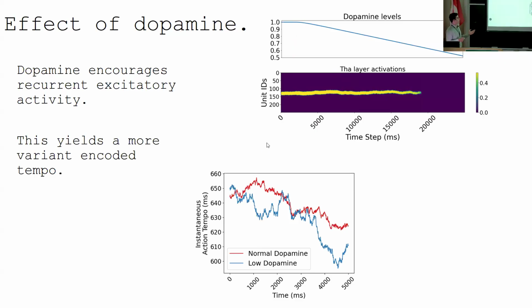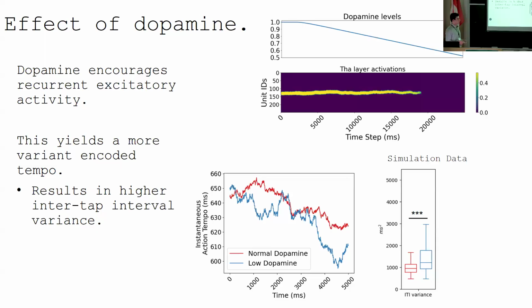If we take the center of that bump to represent encoded tempo and plot that as a trace, you can see there's drift in both networks, but as you decrease the dopamine, you get increased drift in the tempo encoded by the network. So not unexpectedly, if you then simulate taps by the network at the encoded tempo, you see a higher intertap interval variance. But this isn't really groundbreaking, because all we've done is build a network that encodes tempo, let it drift, and then see a drift in encoded tempo. So why is this interesting at all?